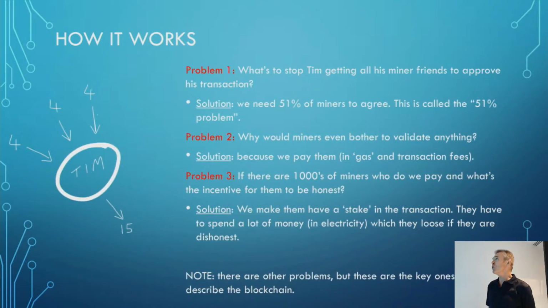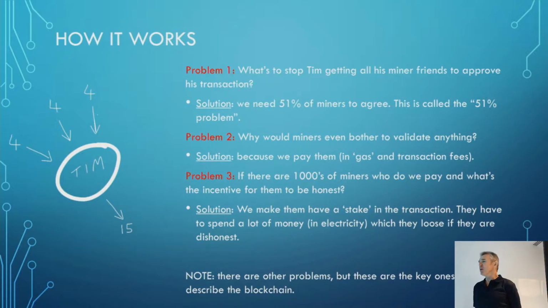So there's 3 problems with this. First of all, what's to stop Tim going out to all of his miner friends and saying, hey, you should approve this because this could be worth $1 million, and I'll give you $100,000 each if you go and approve this? So the first solution to that was Satoshi said that you need 51% of all of the miners in the world to actually agree that this transaction is valid.